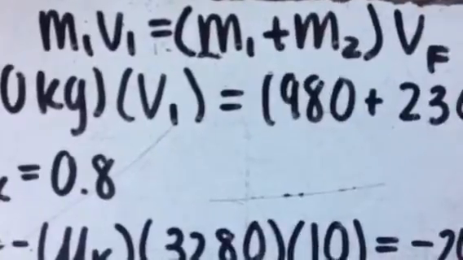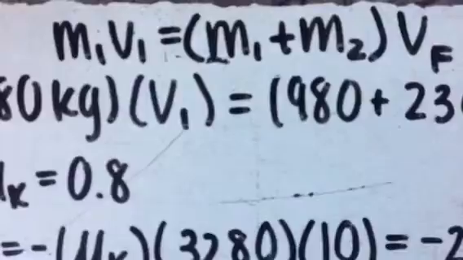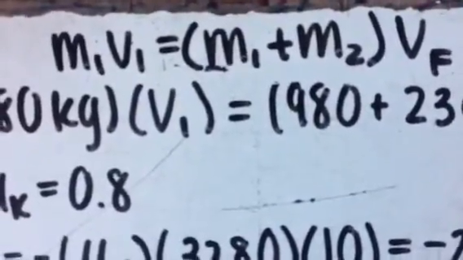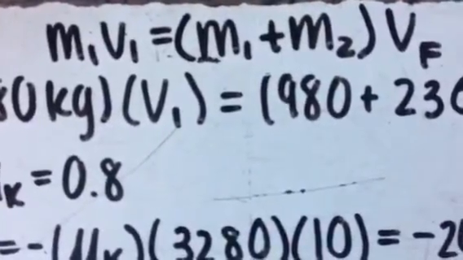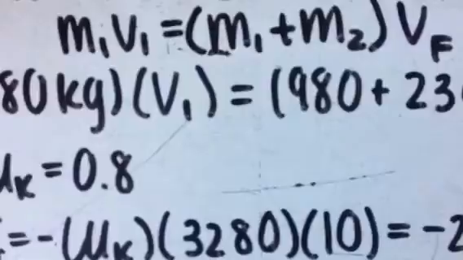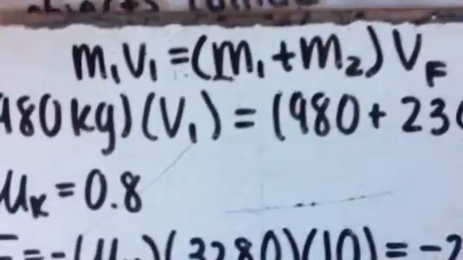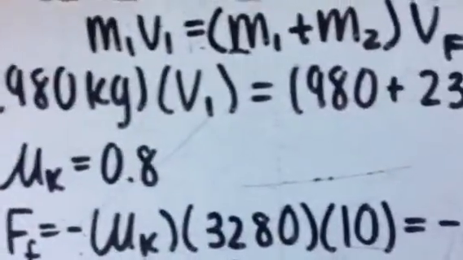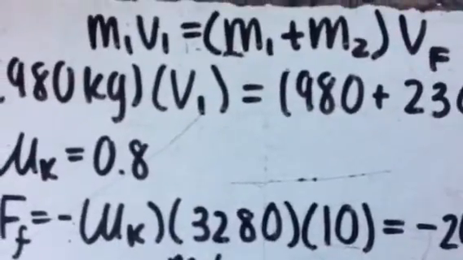Now, this is a bit of alteration because first, m1 has an initial velocity, but m2 does not have initial velocity. So the initial momentum of m2 is 0. Also, the final velocity for the two objects is the same because they collide with each other and stick together. So they become one object with a mass of m1 plus m2.